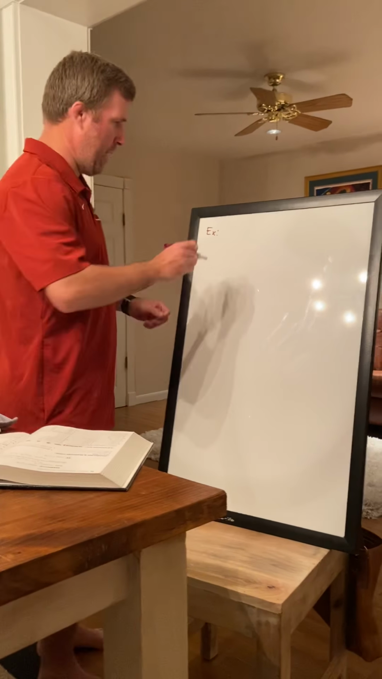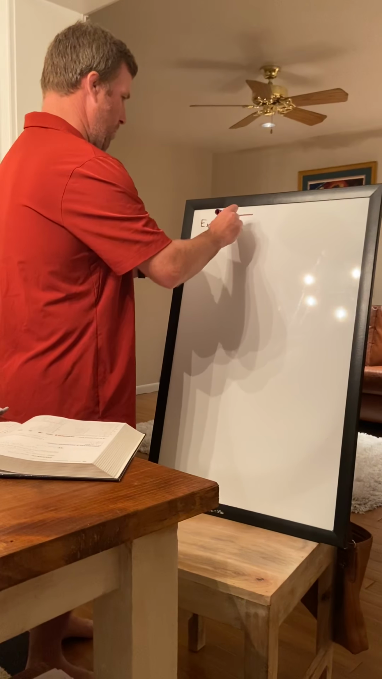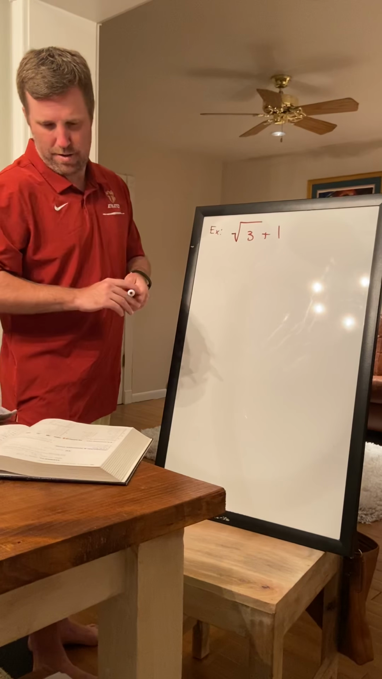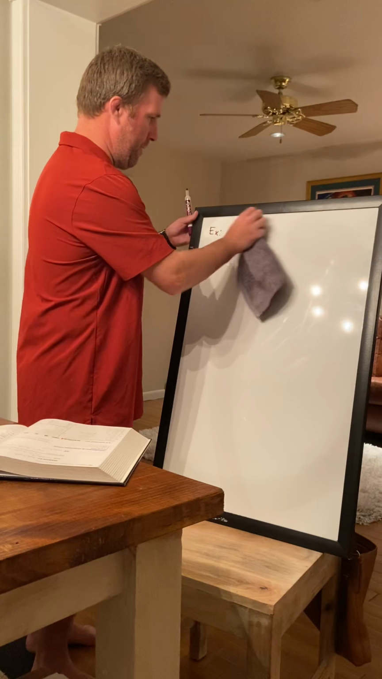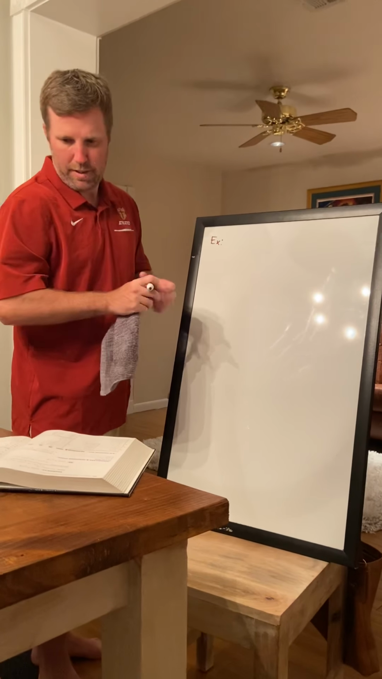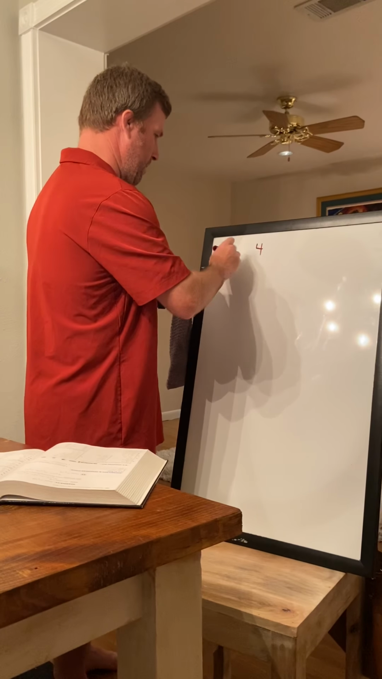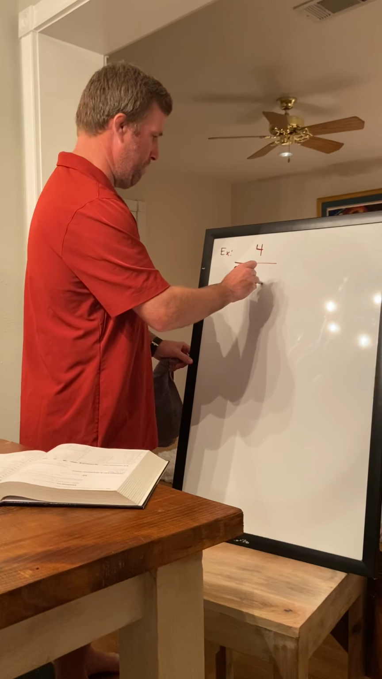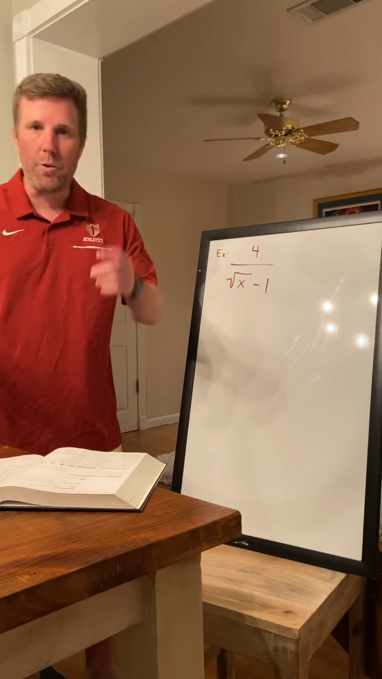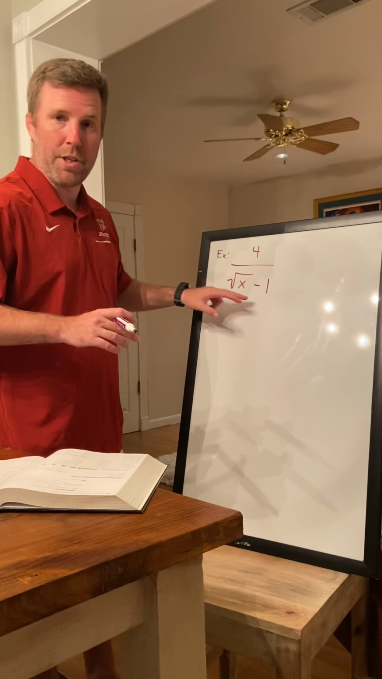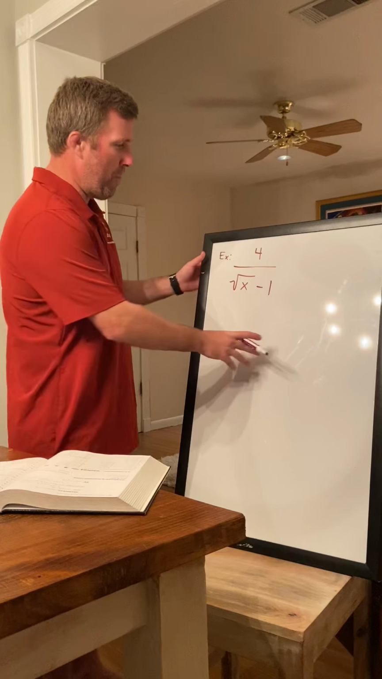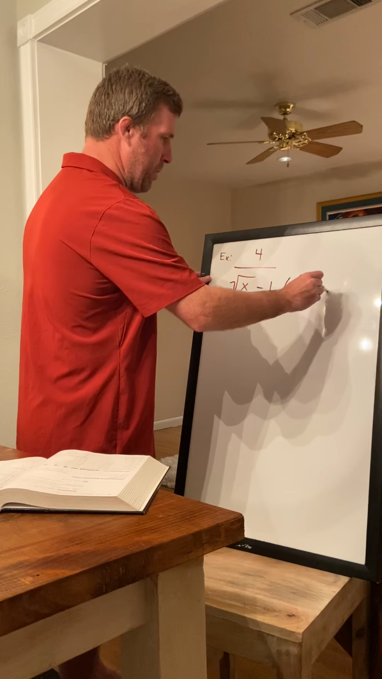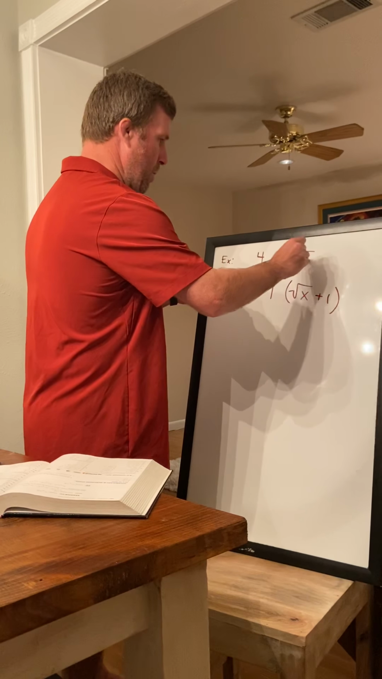Let's go square root of 3 plus 1. Or let's do, let's try this one. Let's go 4 over the square root of x minus 1. All right. Again, we have another example where we have two terms in the denominator. So I have to multiply by its conjugate. So I'm going to go times square root of x plus 1 over square root of x plus 1.